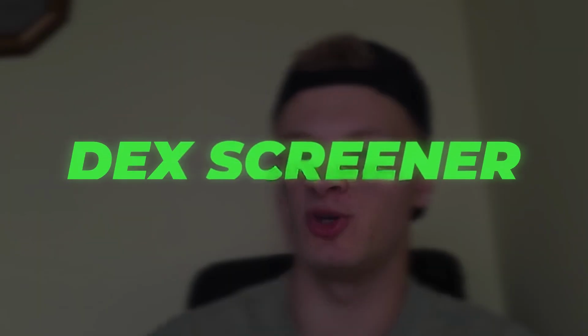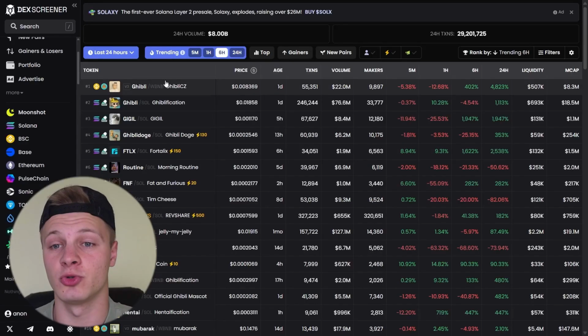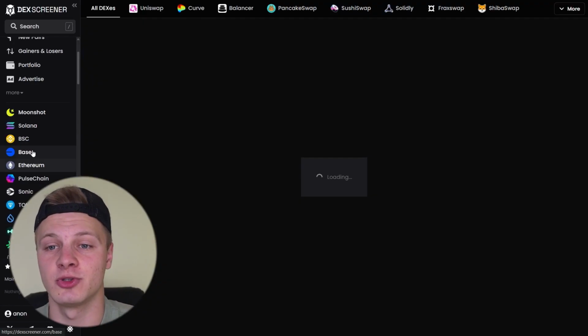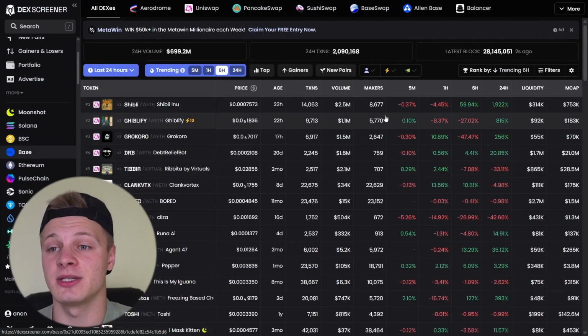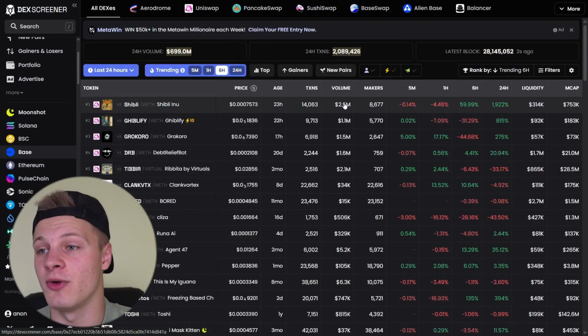The third tool that will help us find top wallets is DexScreener. A very similar site to DexTools, you can also choose the network. For example, let's look at the Base network. Here you can see the top tokens, their trading volume, how long they've existed, growth percentage, liquidity, and much more.